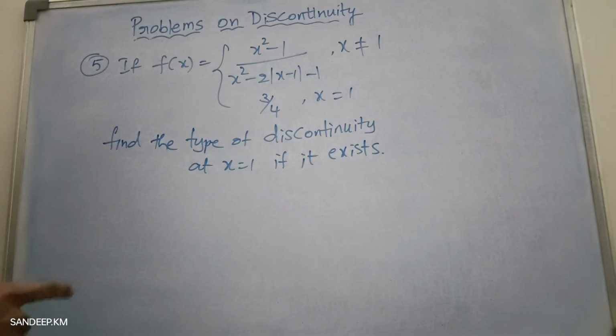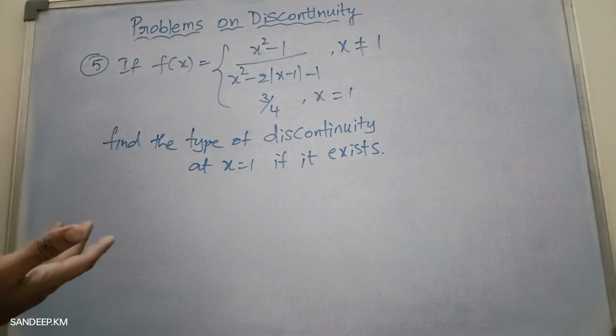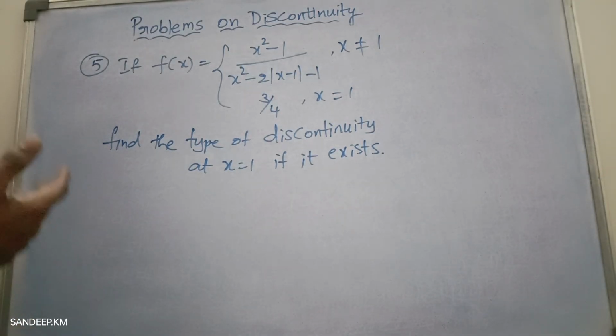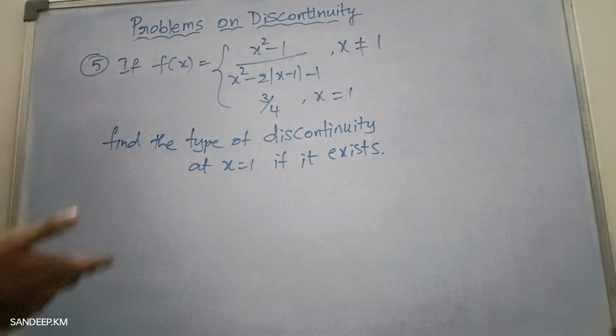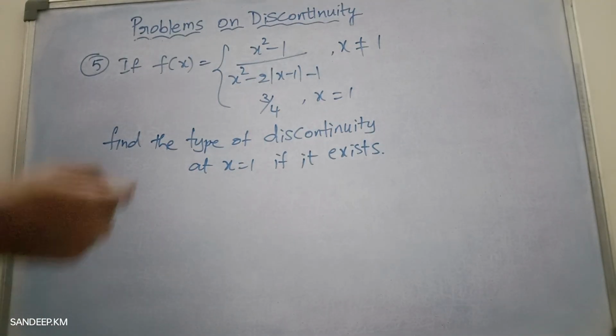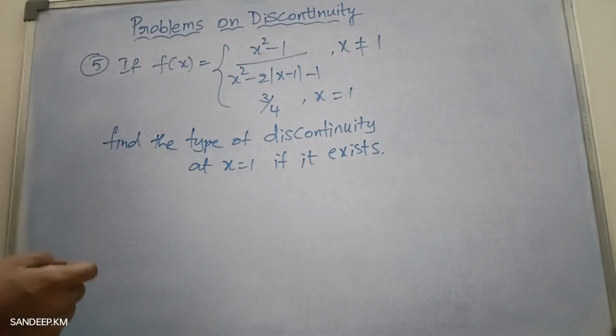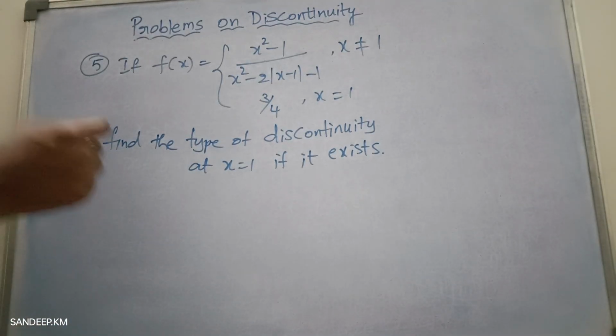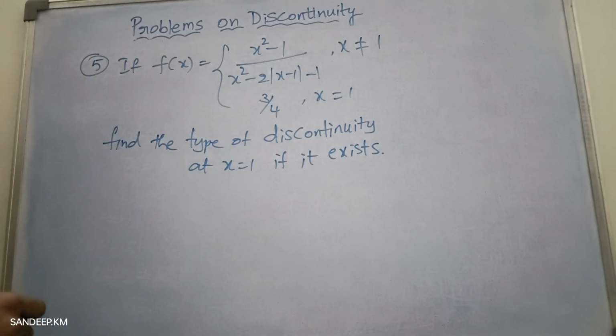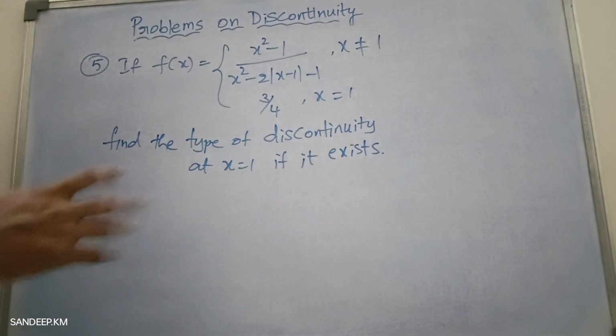Here is our fifth question, and obviously you can try it, dear students. Try it, okay now. You can find LHL or you can find RHL and check what type of discontinuity you are getting in this particular question at x is equal to 1, and let me know what type of discontinuity has been raised in this problem in the comment section. Okay, so that's it on the problems of discontinuity.